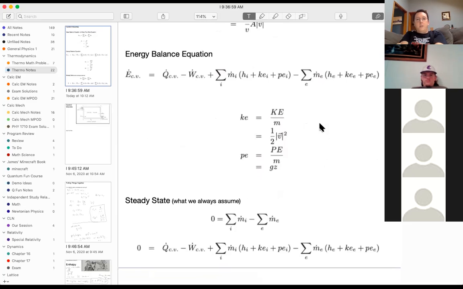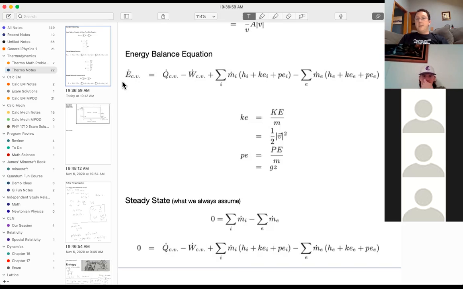Continuing with our lightning review, the energy balance equation is doing what it sounds like it's doing. It's keeping track of the energies. So that's the energy inside the control volume. But since we have mass in and mass out and things are changing in time, we don't really keep track of the total energy. We really keep track of the energy rate of change, the time derivative of the energy.